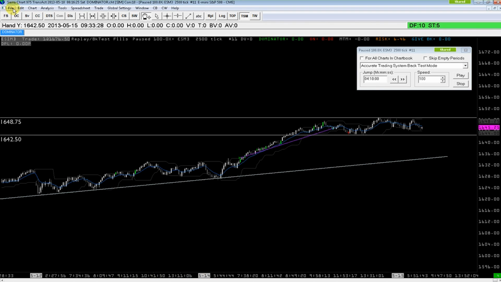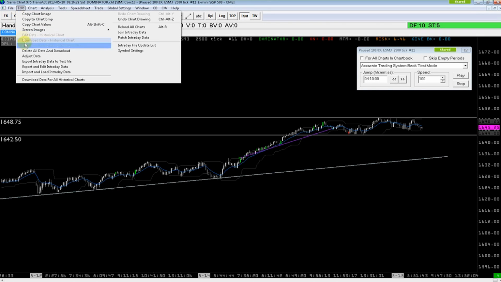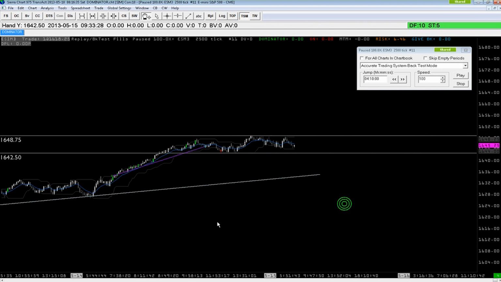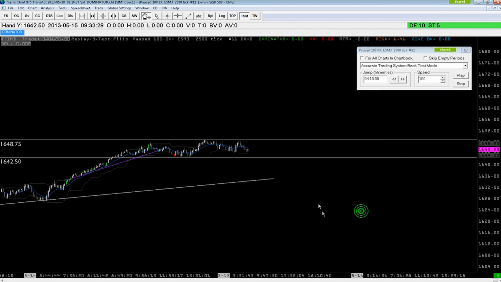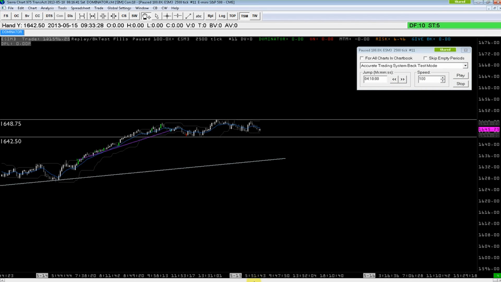So to fix it, I could delete symbol, I think it's under edit, right, Brig? Delete data and download. However, it'll take a year of data, so it'll take a while. So we're just going to keep on moving here. All right, so we're looking at this range.